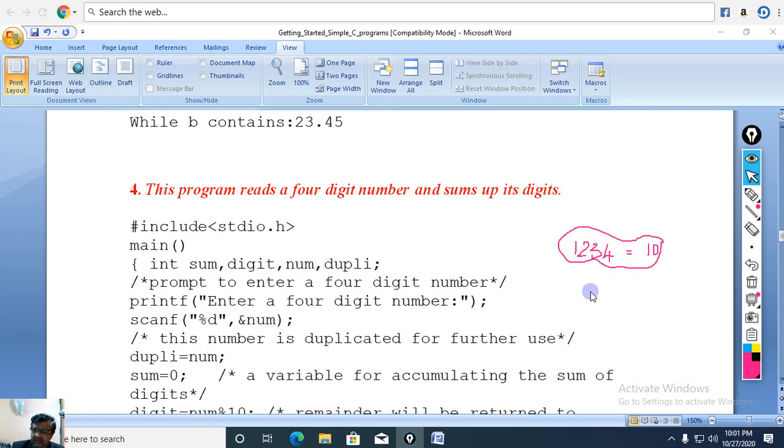One time 4 will be removed, next 3 will be removed, 2 will be removed, and 1 will be remaining. Therefore there is a loss of data. In order to avoid this loss of data, there is another number which will have a copy of this number, called duplicate. Dupli stands for duplicating the original data. Printf, "Enter the 4-digit number." This is the user prompt.